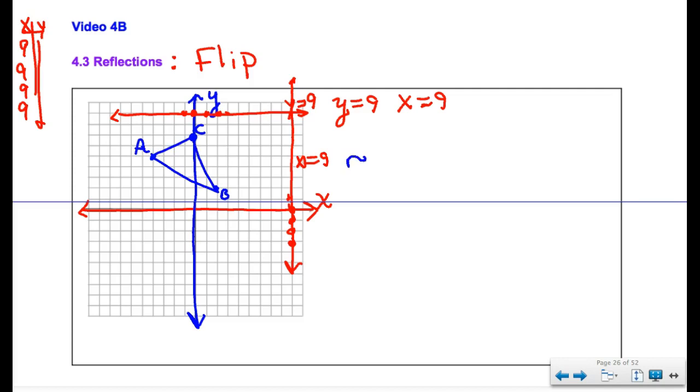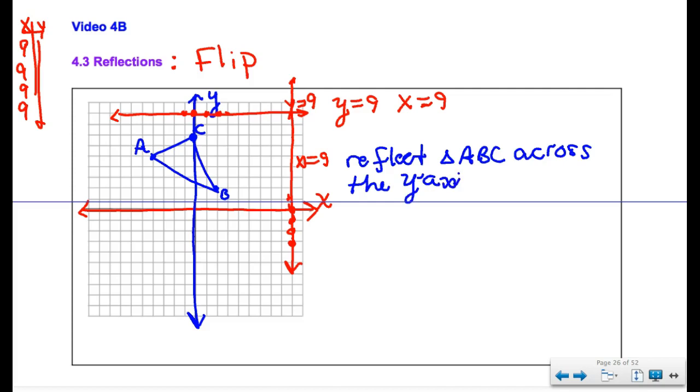And we are going to reflect, aka flip, triangle ABC. Sometimes it'll say across or over or about. It just depends on what verb they use there. Across the y-axis for this one. So the easiest way to do a reflection is really just to walk to the reflection line and keep on walking in the same direction, because you're going to fold it over.